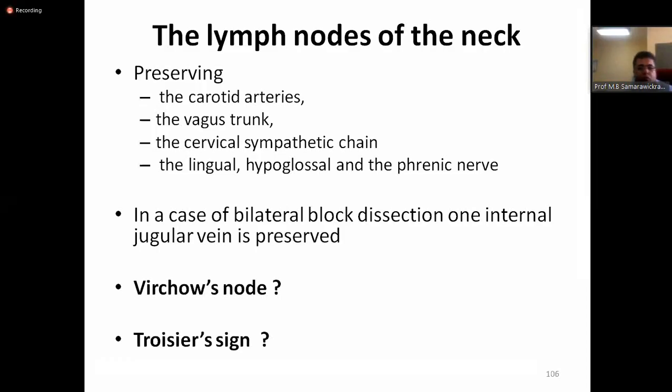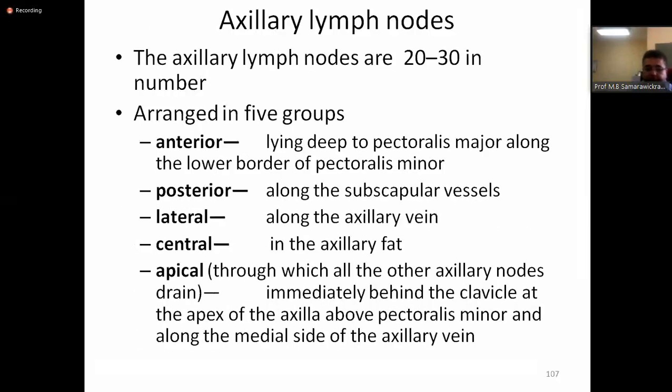So what is Troisier's node, Troisier's sign and Virchow's node? Virchow's node is the enlarged left supraclavicular node. So that is the important node which can enlarge in malignancy of your abdomen as well as in the pelvis. Right. And the presence of Virchow's node is known as Troisier's sign.